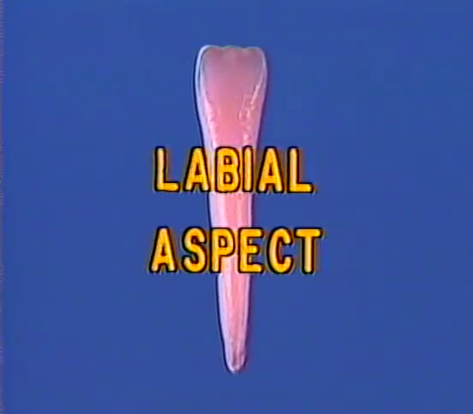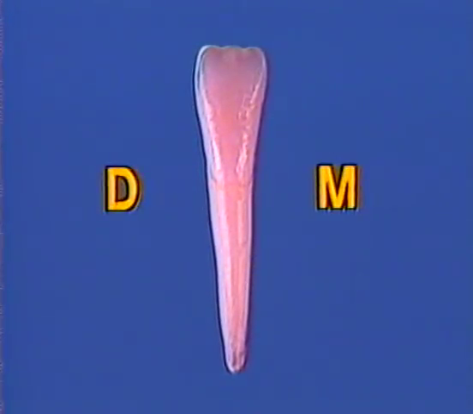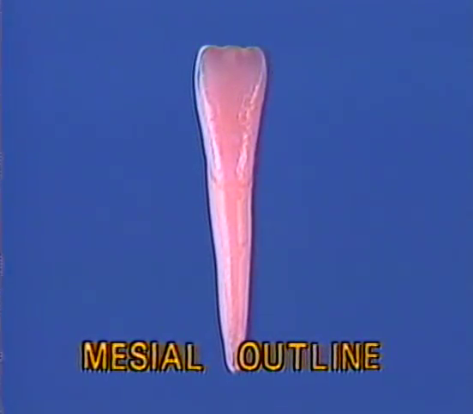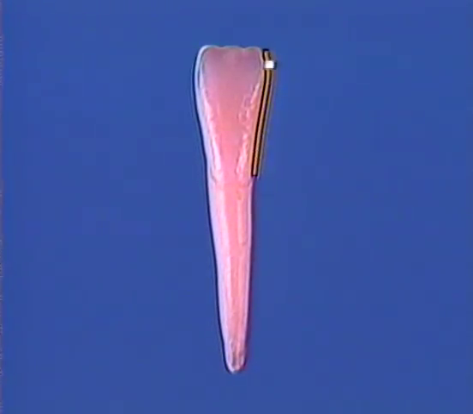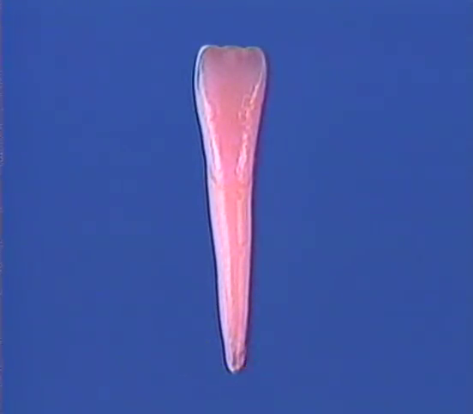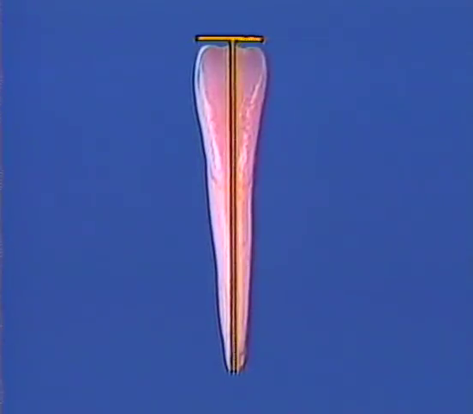The labial aspect. Note that the mesial and distal outlines from the labial view converge equally toward the cervix. The mesio-incisal and disto-incisal angles are equally acute and usually quite sharp. The mesial outline shows the height of contour at the contact area in the incisal 1/3, very close to the incisal edge. The incisal outline is straight and at right angles to the long axis of the tooth, with the labial-lingual plane dividing the crown and root into equal portions.